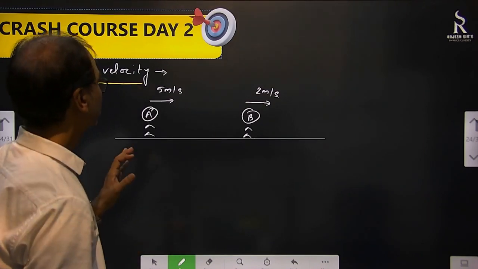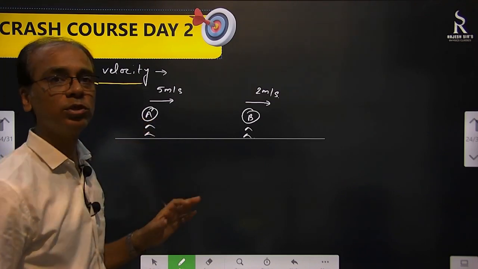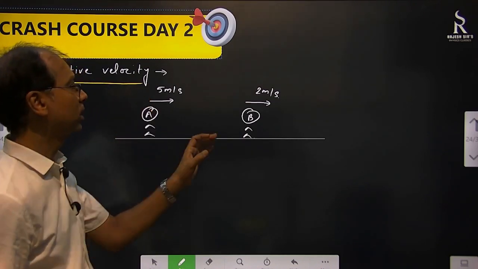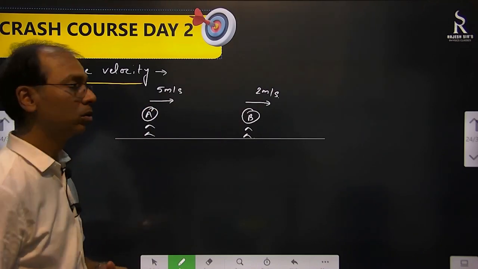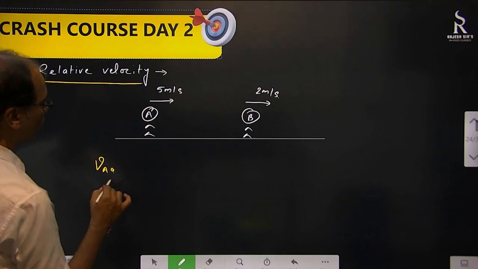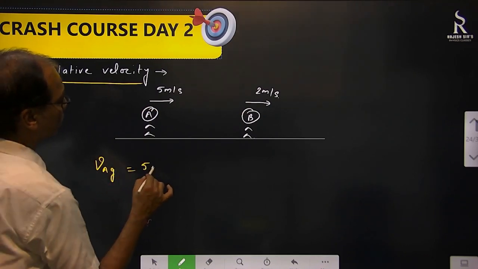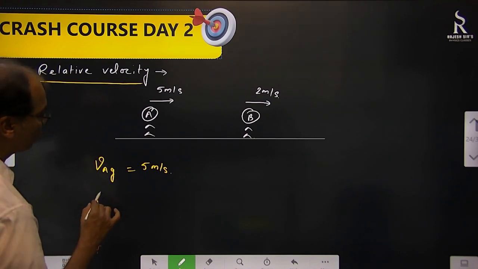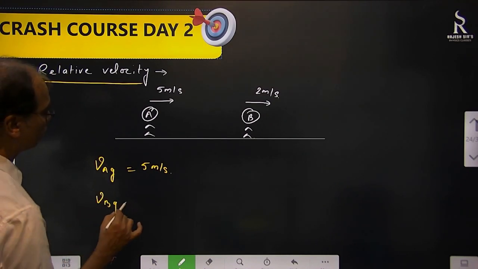But suppose there are two things in motion. Suppose there is a boy A moving with 5 meter per second and B moving with 2 meter per second. So I would say that the velocity of A with respect to the ground is 5 meter per second. In the same way, the velocity of B with respect to the ground is 2 meter per second.